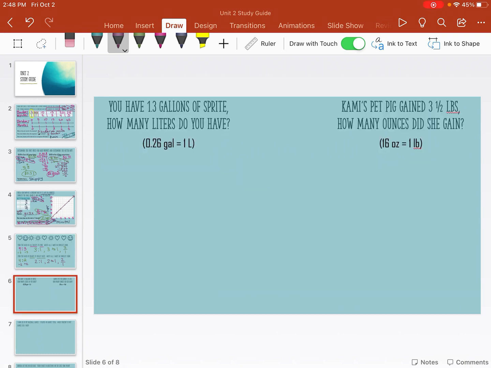All right, for converting, we're going to set up a proportion again. It says you have 1.3 gallons of Sprite. We want to know how many liters that is. And they gave you this unit rate. We're going to first set up that unit rate. So I'm going to set it up: 0.26 gallons for 1 liter.